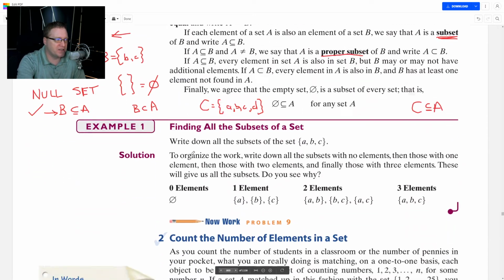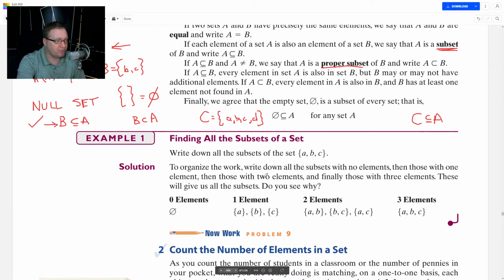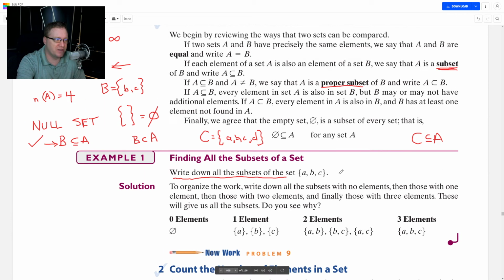So that's subsets. Now, let's look at this example here in our book. It says, write down all of the subsets of this, A, B, C. So we have a set here. So what are all the subsets? Well, this is a subset. A, B, C is a subset of itself.